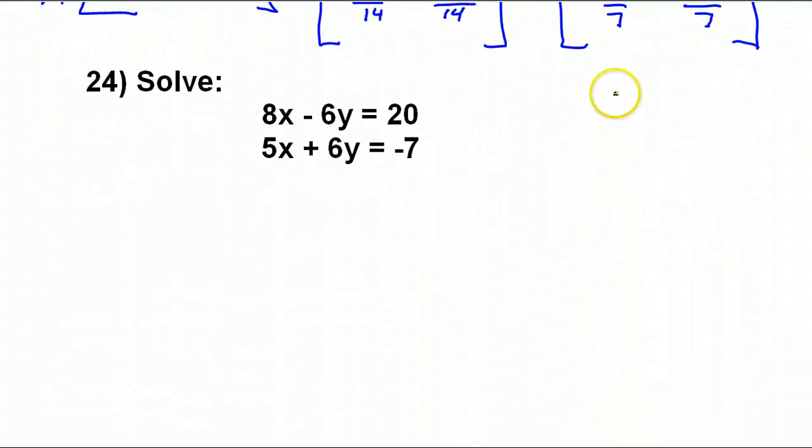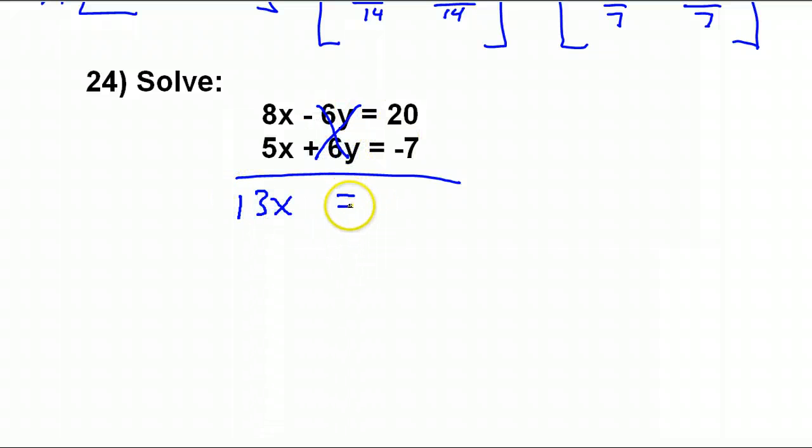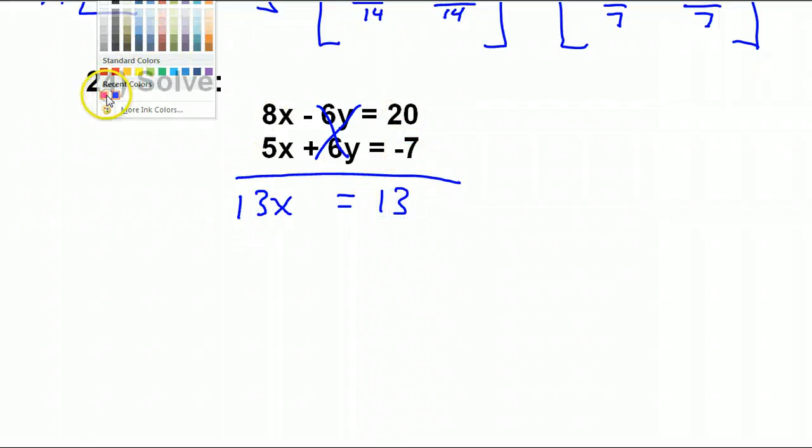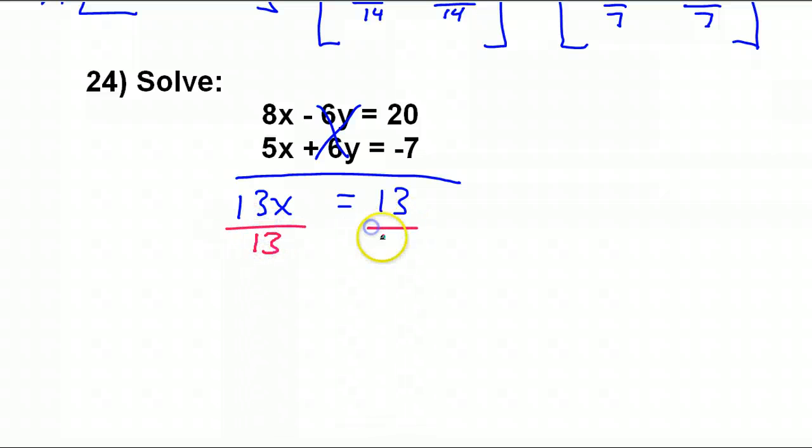Okay, last problem, number 24. Well, clearly we want to solve the system using the elimination method. We already have opposites, so we don't even need to multiply by anything. We just combine like terms. 8x plus 5x is 13x. These of course cancel out. 20 and negative 7 make 13. So if I want to find x, I can just divide both sides by 13. So that is going to give me x equals 1.